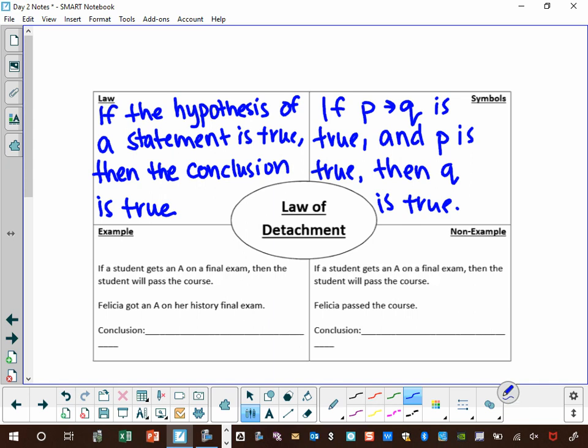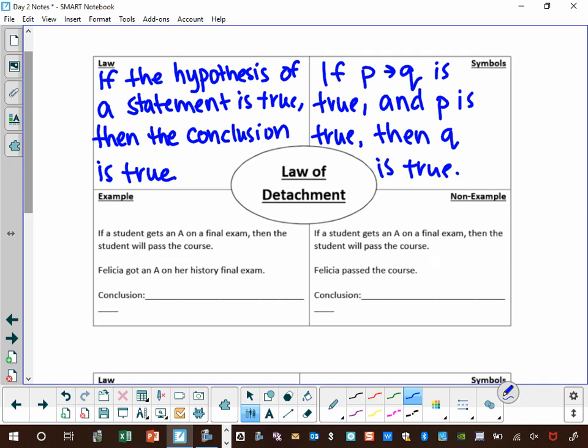So an example, if a student gets an A on the final exam, then the student will pass the course. Which one is my hypothesis and what's my conclusion? What's the hypothesis? If the student gets an A on the final exam, right? That's my hypothesis. My conclusion is that she will pass the course. Then it said Felicia got an A on her final exam. So if she got an A on her final exam, then what happens for the conclusion? Then she passes the course.